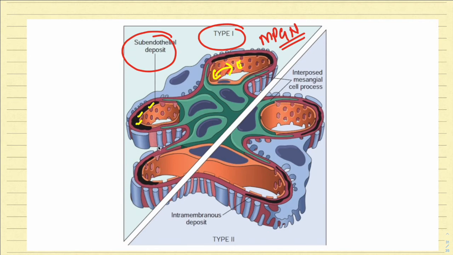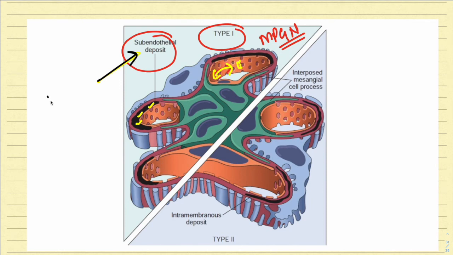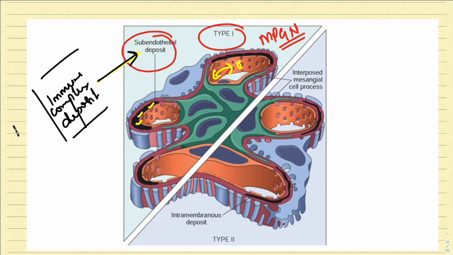Understand this point very clearly. This is very important. And what is the nature of this deposit? It is an immune complex deposit, very important. And it has both the components, alternate as well as classical. Classical means C1, C4 is also there, along with IgG. Crystal clear?